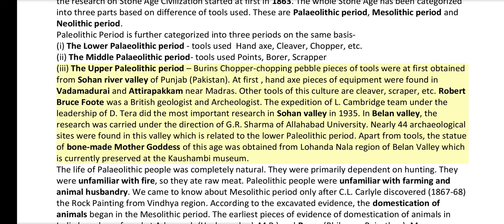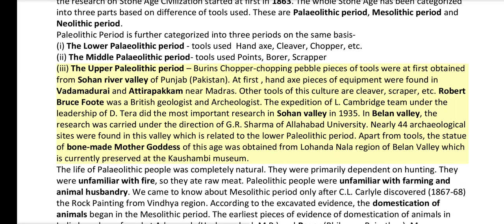Pieces of tools were at first obtained from Sohan River Valley of Punjab, Pakistan. At first, hand axe pieces of equipment were found in Vadamadurai and Ettirappakkam near Madras. Other tools of this culture are cleaver, scraper, etc. Robert Bruce Foot was a British geologist and archaeologist. The expedition of the Cambridge team under the leadership of D. Thera did the most important research in Sohan Valley in 1935.